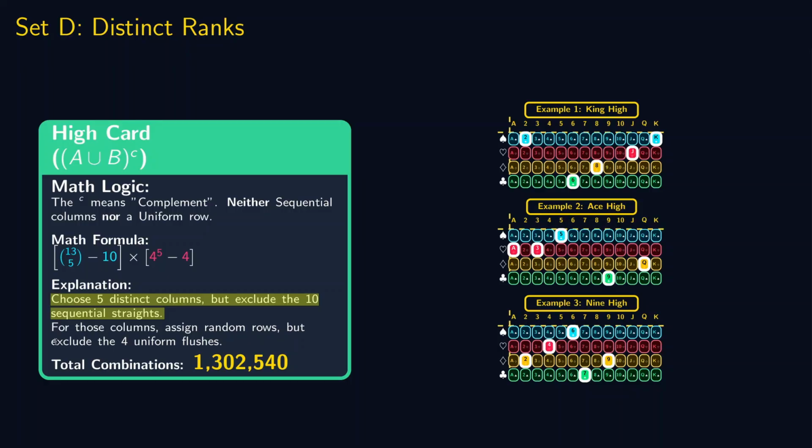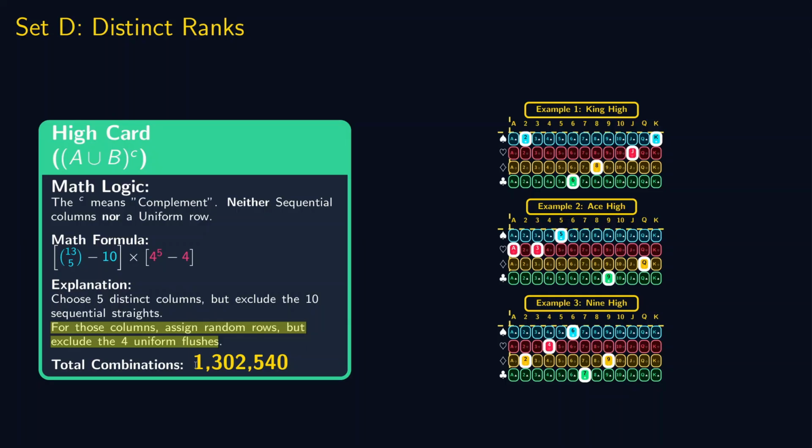Then 4 to the 5th power counts every possible way to assign a row to each of the 5 chosen columns. 4 to the 5th power equals 1,024. This includes all row assignments, uniform and non-uniform alike. We subtract 4 to remove the cases where all 5 dots land in the same row, the 4 uniform suit assignments that would produce a flush. 1,024 minus 4 equals 1,020. This gives us only the non-uniform row assignments, the ones where the dots are scattered across different rows.